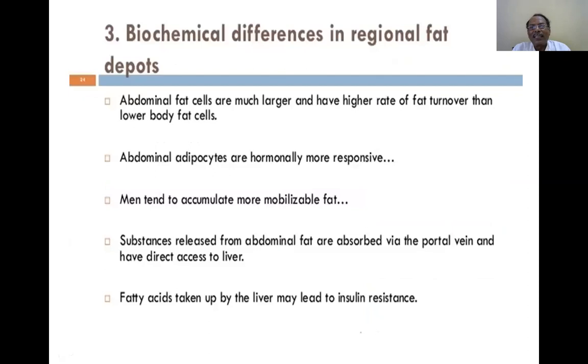Biochemical differences, what are they in the regional fat depots? Abdominal fat cells are much larger and have a higher rate of fat turnover than lower body fat cells. Abdominal adipocytes are hormonally more responsive. Men tend to accumulate more mobilizable fat. Substances released from abdominal fat are absorbed via the portal vein and have direct access to the liver. And this fat has more influence on insulin resistance.